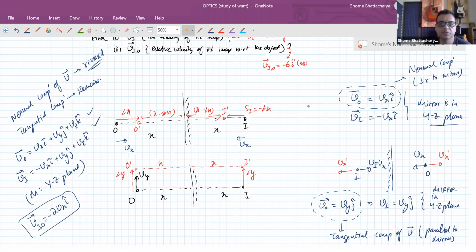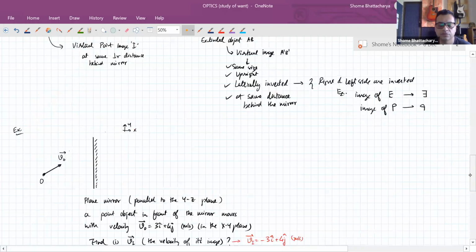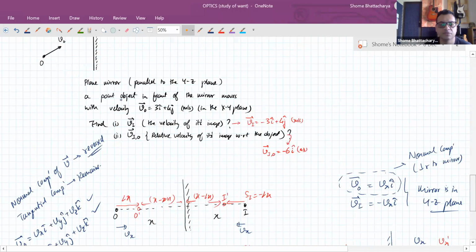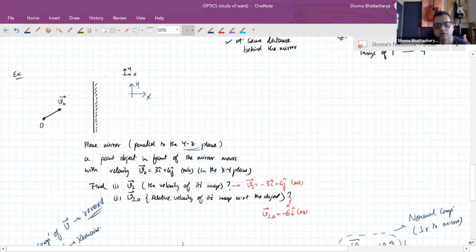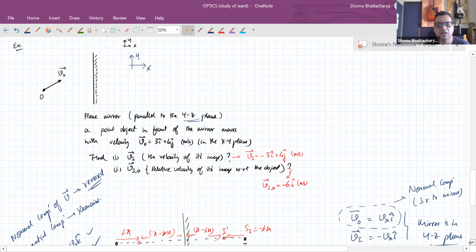No, the mirror was in the yz plane, beta. I showed you clearly above. Mirror is parallel to the yz plane. Here the xy plane is shown like this, isn't it, beta. Mirror is in the yz plane. So that is why the answer is like this.